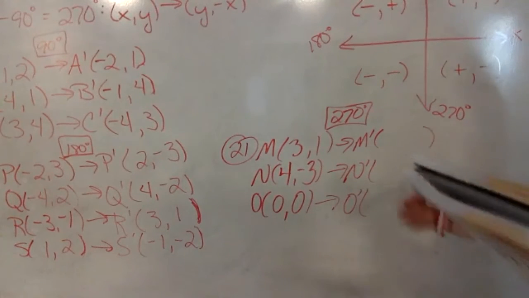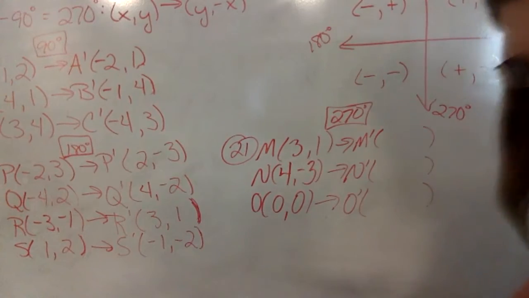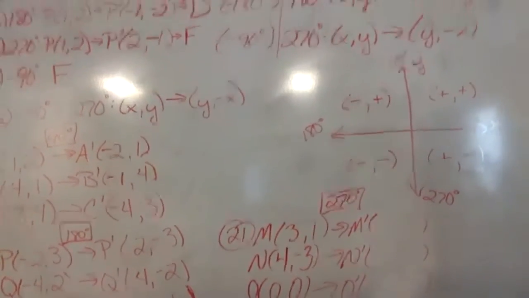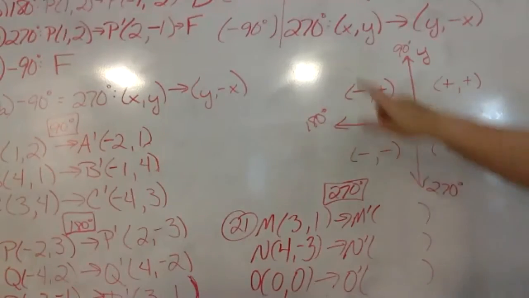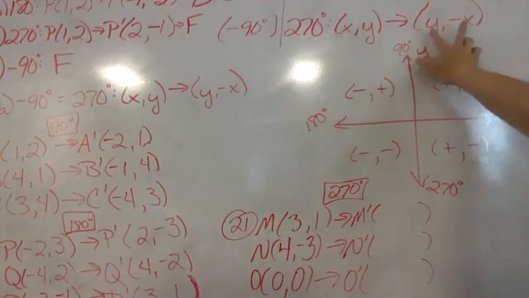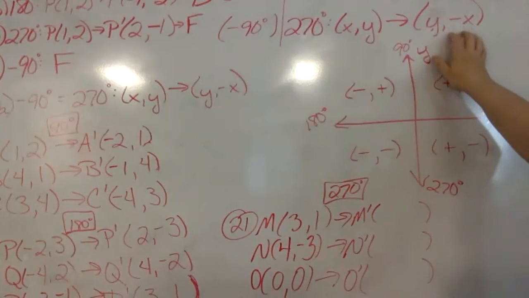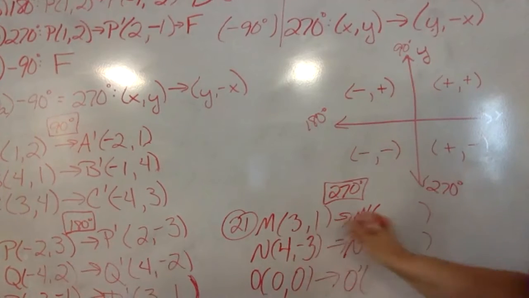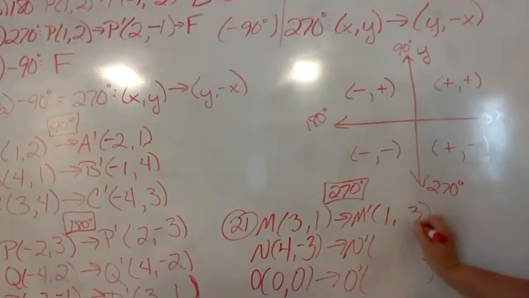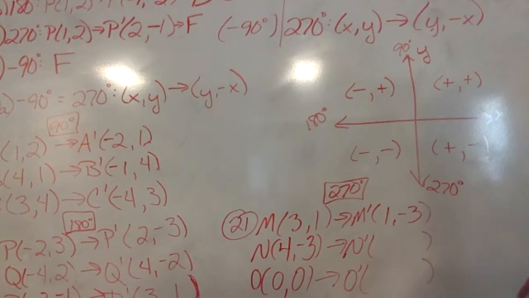So for our rule for 270, do we switch the order of the points? For 270 degrees, we switch the order of the points, and then we change the sign on the one that ends up in the back. Okay? So 3, 1 is going to become 1, 3, and then I change the sign on the one in the back, so it's going to be at 1, -3. Okay. 4, -3 will become -3, 4, and then I change the sign on the one in the back, so it'll actually be -3, -4.